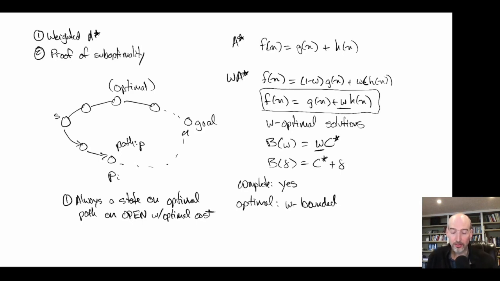Okay, and how does this work? Well, initially the start state has this property. When we expand the start state, the successor of the start on the optimal path, in this case this node right here, would be on the open list with the optimal G cost, and so that would be fine.